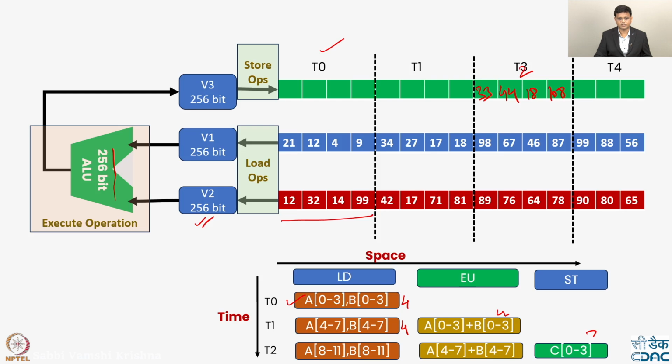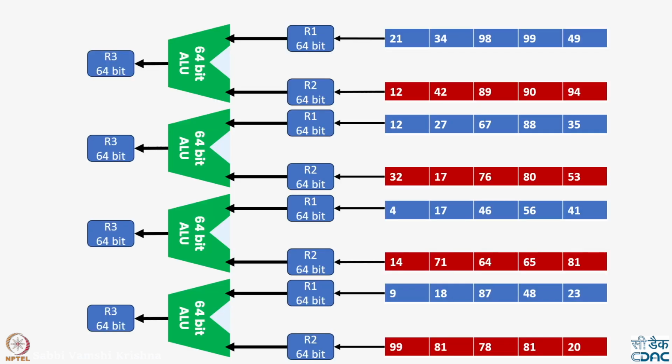Let us see another scenario, another organization of the compute units. Here, if you see carefully, there are 4 units, or you can say 4 execution units. This is the first execution unit, the second execution unit, the third execution unit and the fourth execution unit. And each execution unit has the capability to process 64 bit data, you can see here.